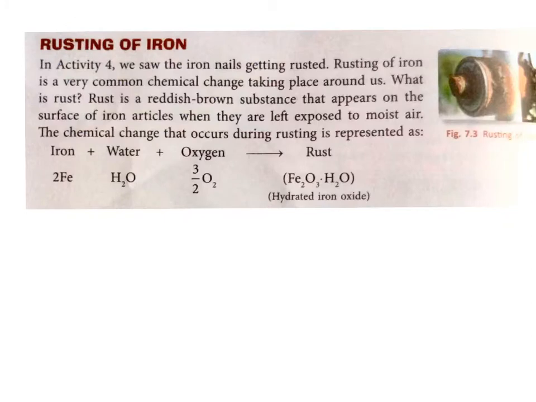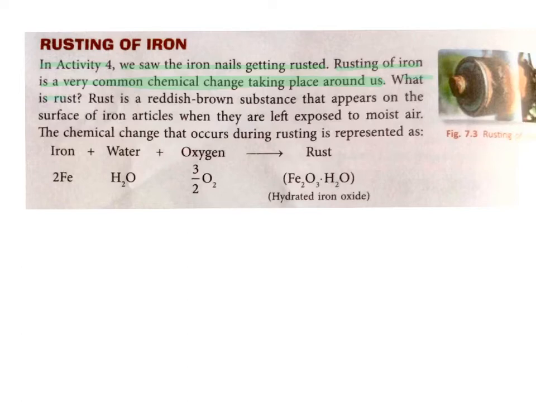Children, you all might have heard rusting of iron. So here we will look how the chemistry of iron changed during rusting. In activity 4, we saw the iron nails getting rusted. Rusting of iron is very common chemical change taking place around us. You all might have seen this rusting in your bicycle or any other iron article.